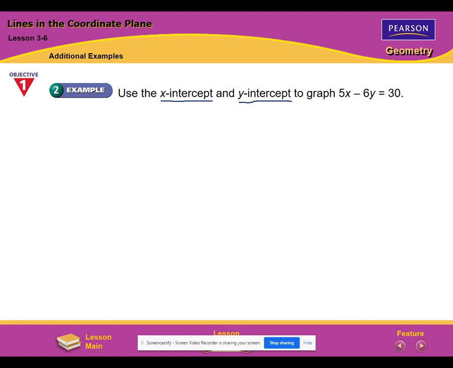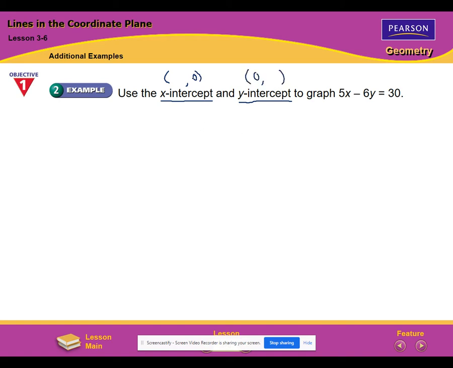So I just kind of gave away what we're going to do. The x-intercept is where the line crosses the x-axis. That would be where y is equal to 0. The y-intercept is where it crosses the y-axis. That is where x equals 0. So knowing that, to find the x-intercept, I'm going to plug in 0 for y. To find the y-intercept, I'm going to plug in 0 for x.